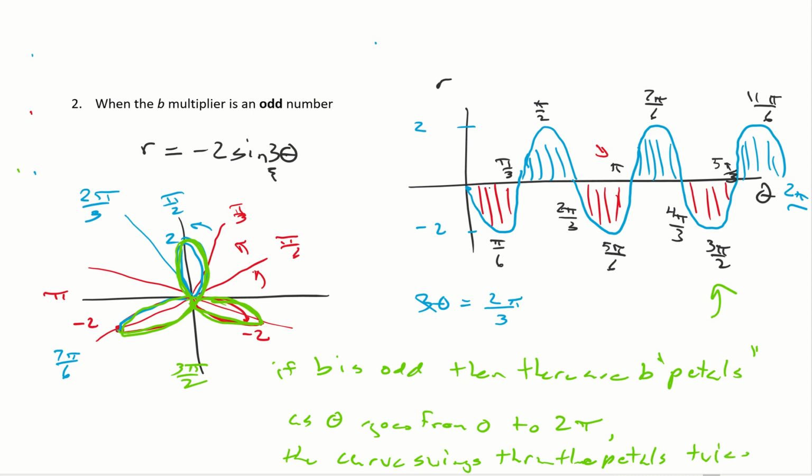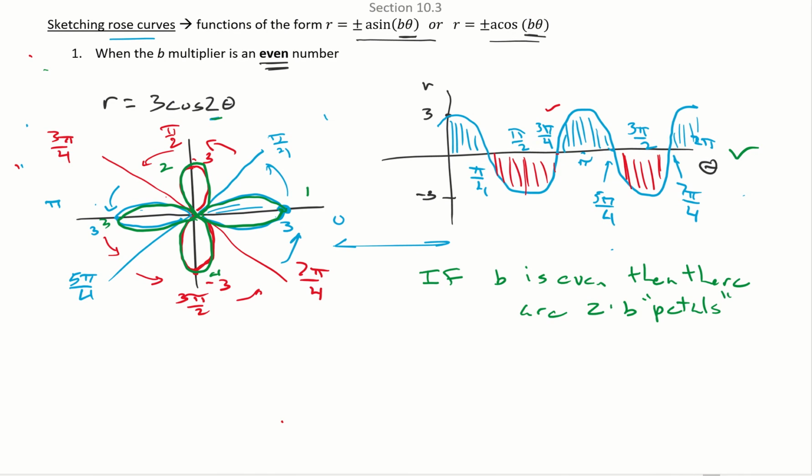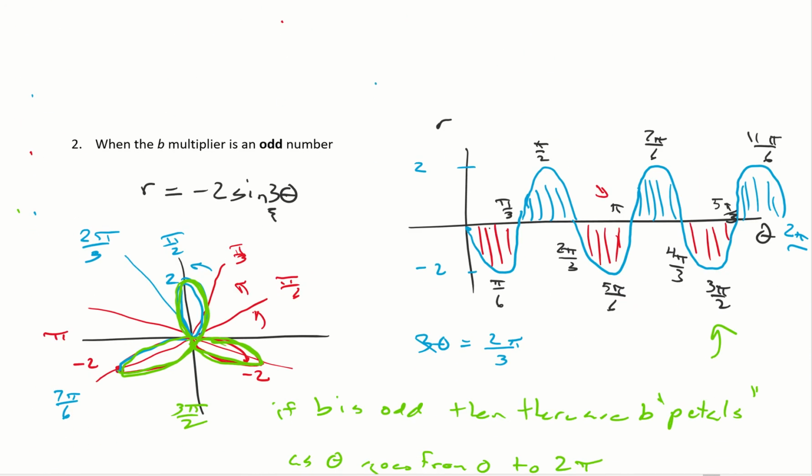And that's about all I have to say about rose curves. They're interesting. If you compare the two, look at this. If B is 2, you have 4 petals. If B is 3, you have 3 petals twice. Okay, and that's it. Now we can do some calculus. I'll see you at the next one.